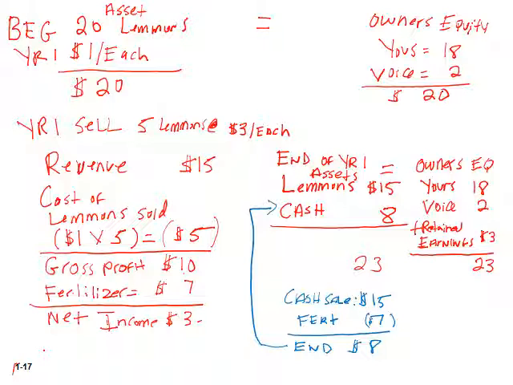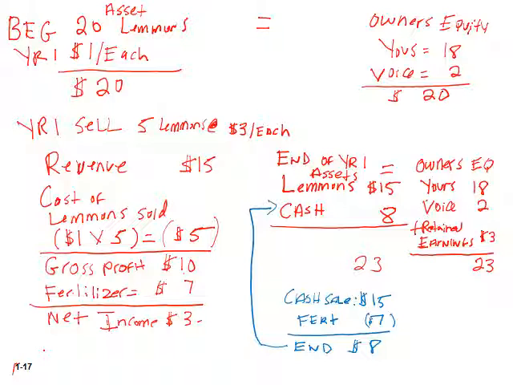So when we look, we have assets, lemons. They're worth a dollar each. So we have $20 worth of assets in lemons. And that is equaling our what? Owner's equity, of which we own 18 of the lemons, and the voice owns what? Two of the lemons, right? Okay, so assets equal our liabilities plus our stockholders' equity, which was that equation that I put up before the whole slot computer blew up with everything, right? Assets equal, and the liabilities are zero here, so it equals liabilities of zero plus owner's equity.